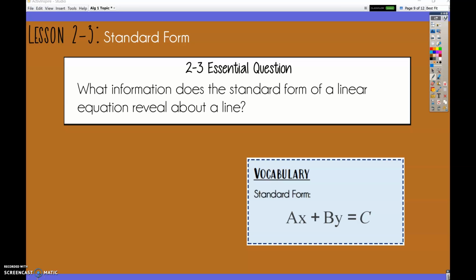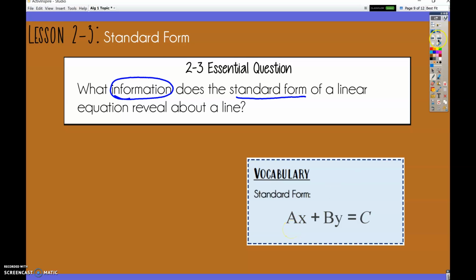The last form of the equation of a line is called standard form. In Lesson 2.3, now we're looking for the information that a standard form of a line can give you. The standard form itself is a times x plus b times y equals c. Definitely different than what we've seen before, and it's important that we look at what these a, b, and c values might be represented as.